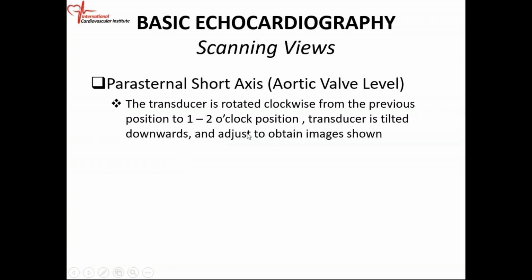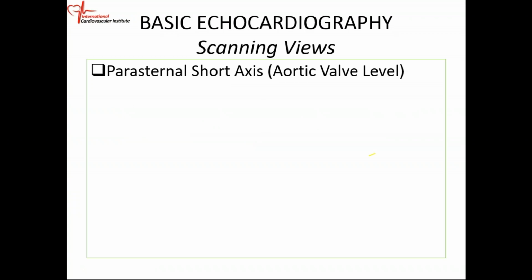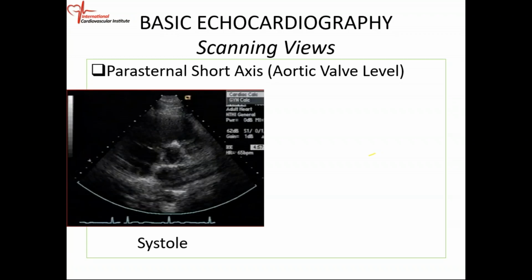And you're going to have to still do a little bit of adjustments. You know, this is not an exact science. So you have to know, in your mind's eye, the image that you're trying to achieve, and then you do minuscule adjustments to get it. So at the short axis at the level of the aortic valve, you're going to get something looking like this.